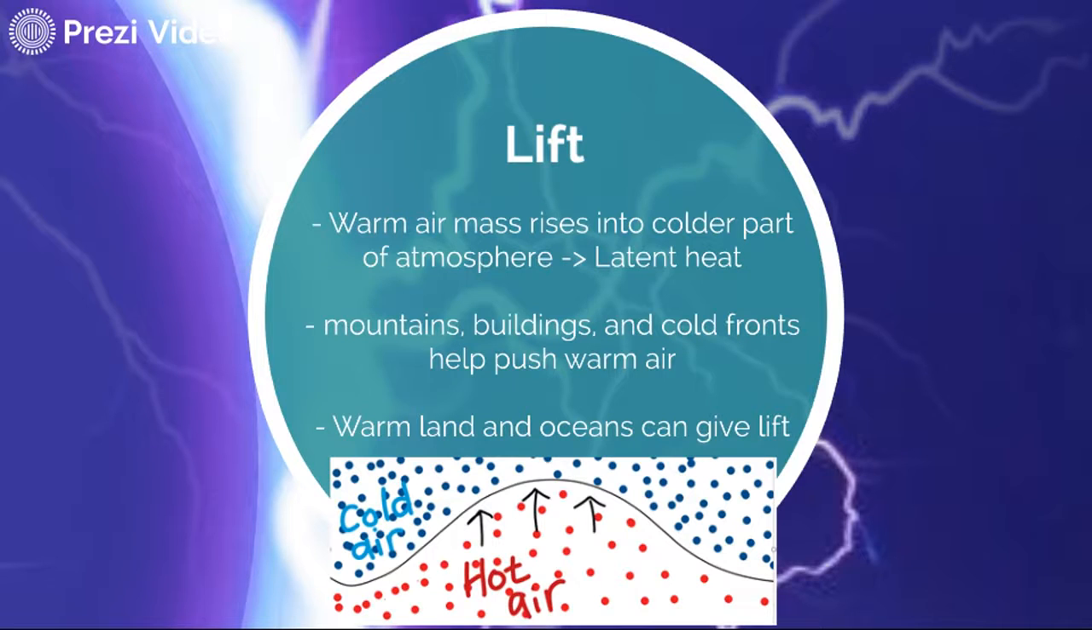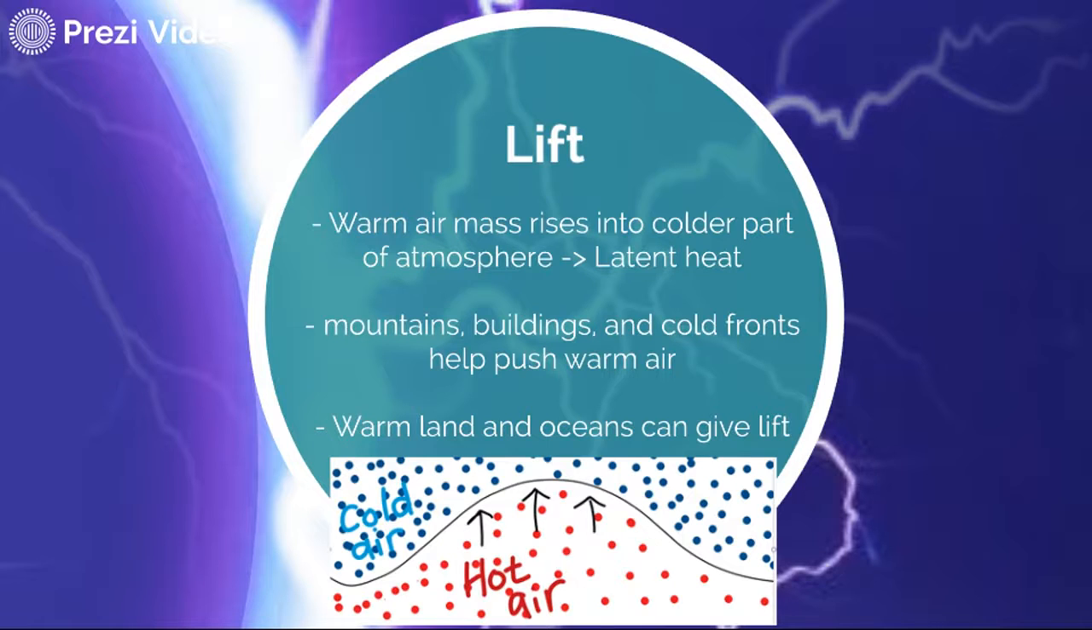And because of that lift, that warm air is forced up into the colder part of the atmosphere where the water can begin to condense. Not only is it by mountains and buildings, but also cold fronts or other fronts in general can also help push this air up. So you can begin to see that the cold air pushes a warm air mass all the way up, creating that eligibility for water condensation.